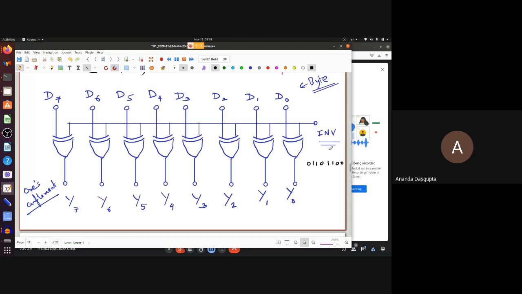If the inv were high, the output would have been 1, 0, 0, 1, 0, 0, 1, 1. This number is called the ones complement, or to be more precise, the 8-bit ones complement of this number. Just all the zeros have changed to 1, all the ones have changed to 0. We are going to come to why this is very important soon, before we talk about the next real application of this circuit.